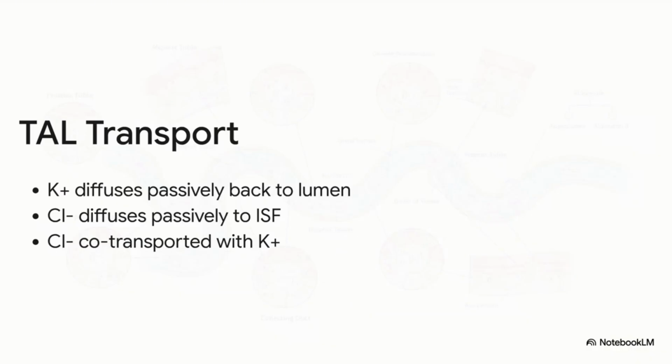But we have a slight logistical problem here. There just isn't enough potassium in the filtrate to keep that triple cotransporter running continuously. So what happens? Once the potassium is pulled into the cell, it actually diffuses right back out into the lumen through passive channels. It recycles itself. Meanwhile, the 2 chloride ions head out the back door toward the blood. One diffuses passively into the interstitial fluid, and the other is cotransported alongside a potassium ion. This perfectly coordinated cellular dance ensures the solutes make it all the way to the peritubular capillaries.